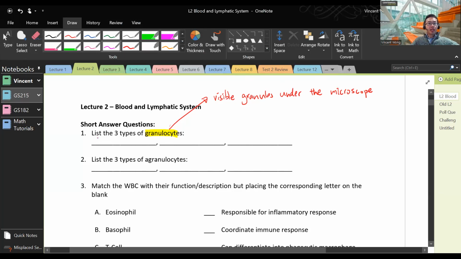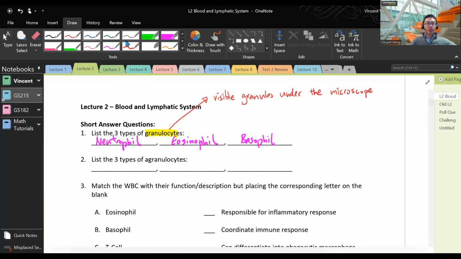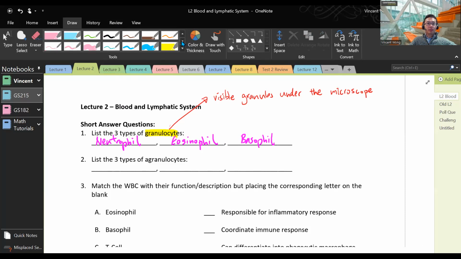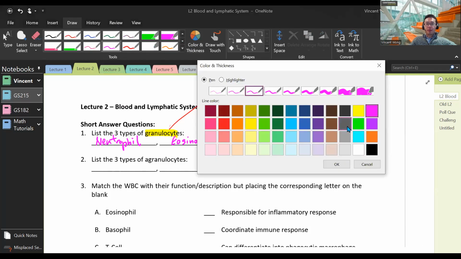The first one is the neutrophil. Adriana mentioned eosinophil; that's another one. And what's the last one? Basophil. Thank you. Now, just to give you a little bit of a refresher of what each one of them does, or the characteristics of them.